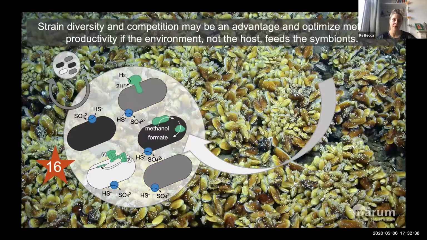All of these together led us to a hypothesis that the strain diversity and maybe even the competition among these strains in the system, instead of being a disadvantage, which is usually assumed for intracellular symbiosis, this may actually be an advantage and further optimize metabolic productivity of the entire population. If, like in this symbiosis, the environment and not the host feeds the symbiont. So the symbiont doesn't really have any chance to very much exploit the host as it gets the environmental energy. And this, of course, can also apply to other symbioses that have similar features, for example, coral symbiosis, etc.